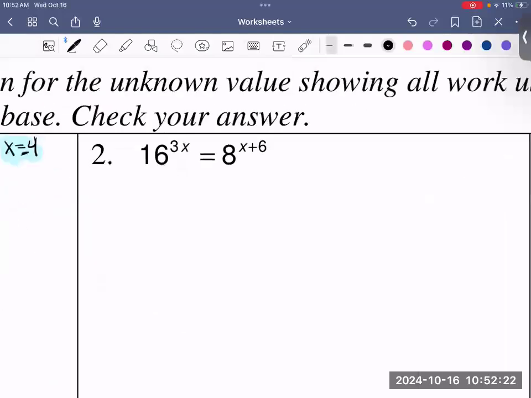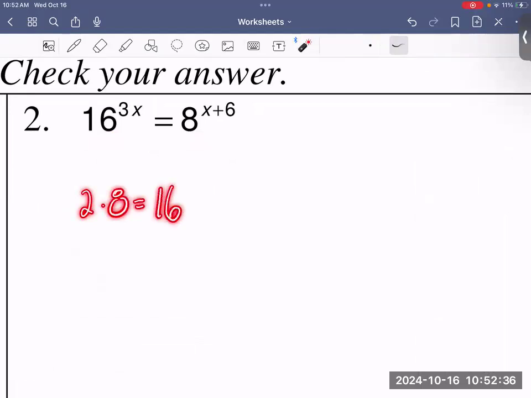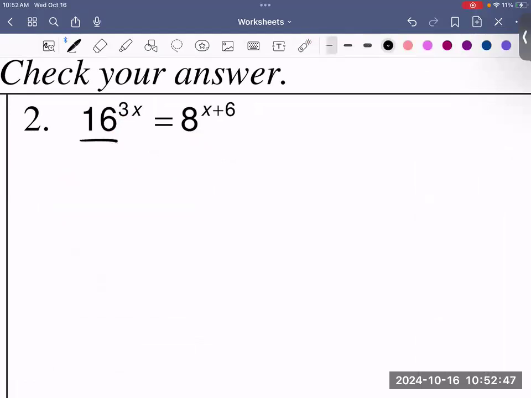Let's try it again with another example. Now keep in mind, we want to get your bases to fully match. So while yes, 2 times 8 can be equal to 16, we're not actually working with these bases. We want to make sure that your exponents are having the same exact base. So instead, 16 and 8 can both have a base of 2.